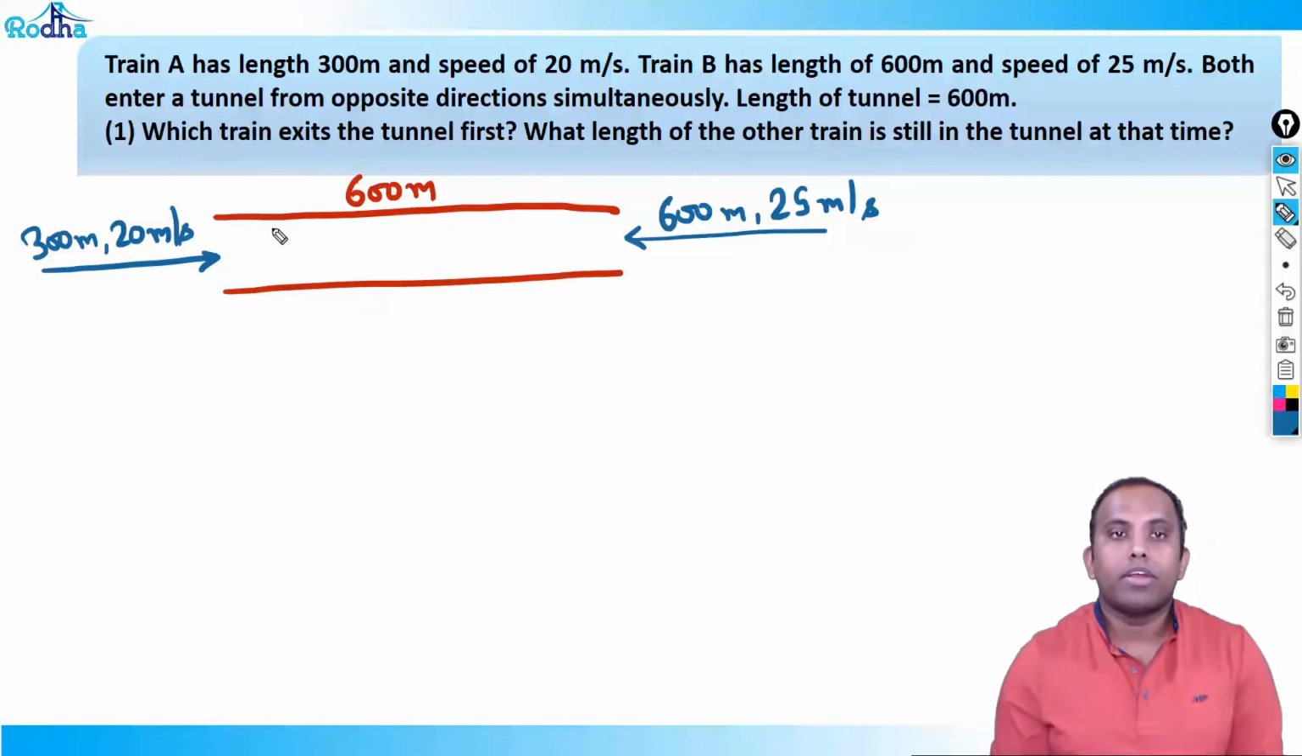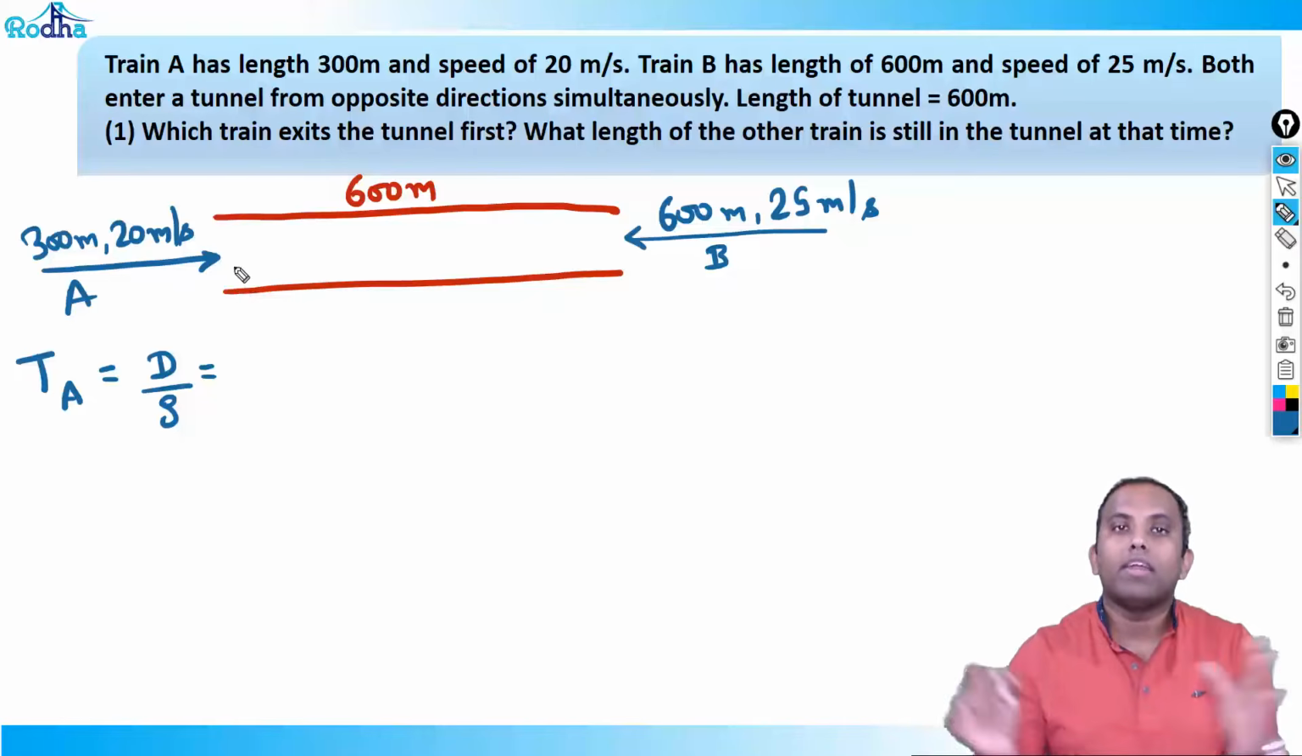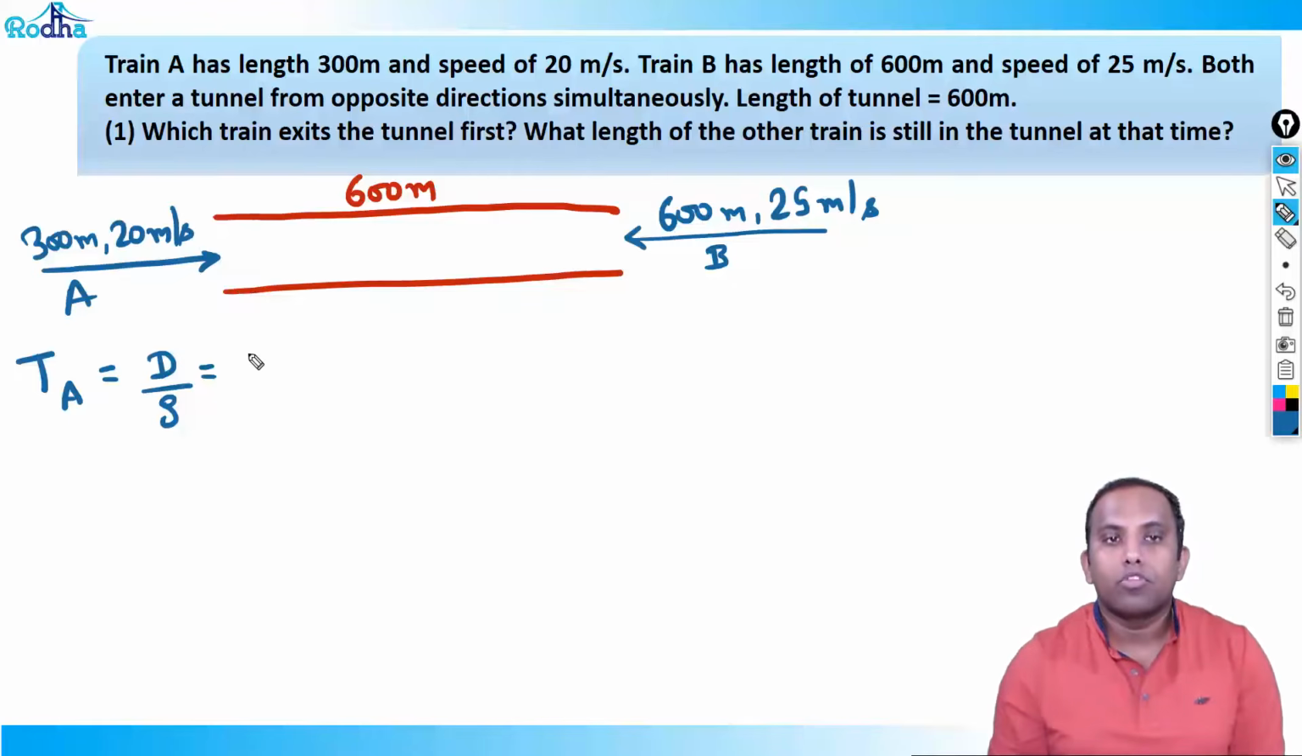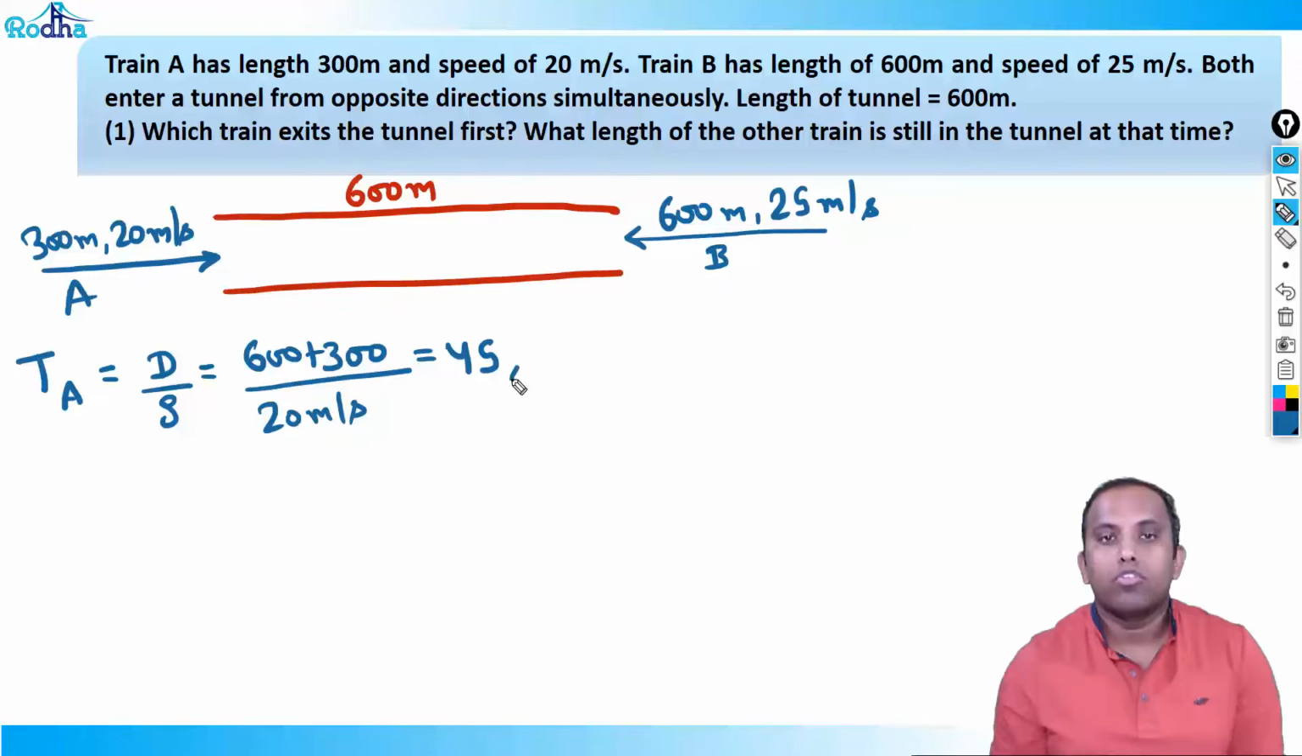So we'll solve it now. Which train exits the tunnel first? So this is train A, this is train B, right? Time taken by train A to completely cross the tunnel is equal to distance by speed. What is the distance here? Distance is L1 plus L2 because it has to completely cross the tunnel. So 600 plus 300 upon speed, that is 20 meters per second. Answer is 45 seconds. So train A will completely exit the tunnel in 45 seconds.